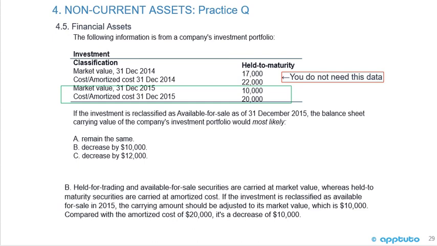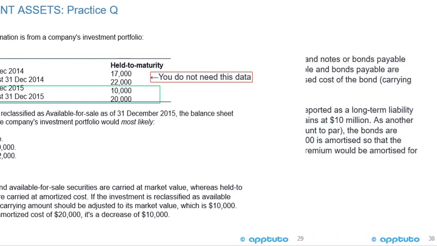Held for trading and available for sale securities are carried at market value, whereas held to maturity securities are carried at amortized cost. If the investment is reclassified as available for sale in 2015, the carrying amount should be adjusted to its market value, which is $10,000, and compared with the amortized cost of $20,000, it's a decrease of $10,000. So the correct answer is B.